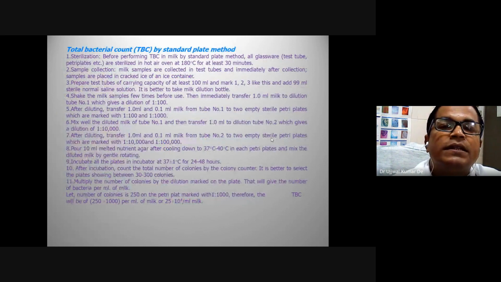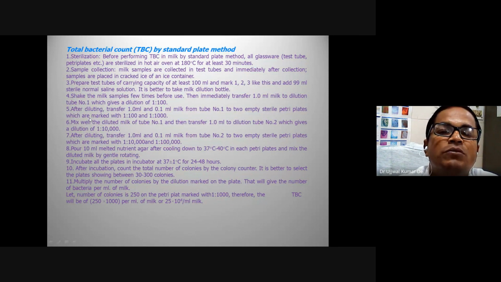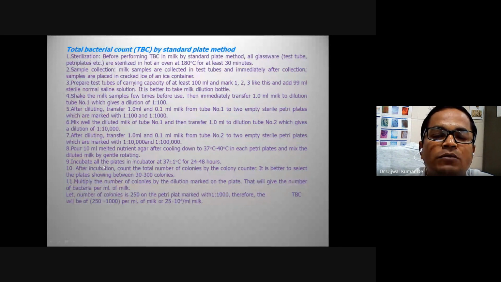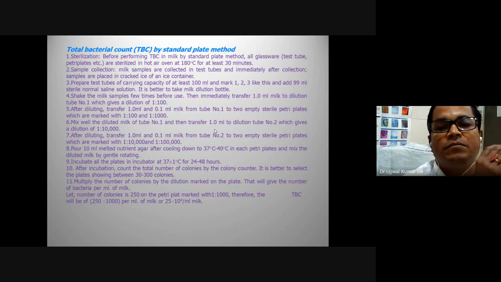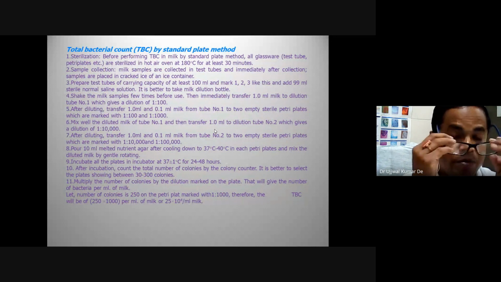So these are the 3 types of tests. Then total bacterial count you can do by the standard plate count. You take the milk, put it in a sterile solution, NSS or PBS, make serial tenfold dilutions, spread the final dilution on a plate, count the colonies, and multiply by the dilution factor. Then you will get the number of bacteria per ml of the milk. This is used by those involved in research, not for field purposes, because it is not possible in field conditions.